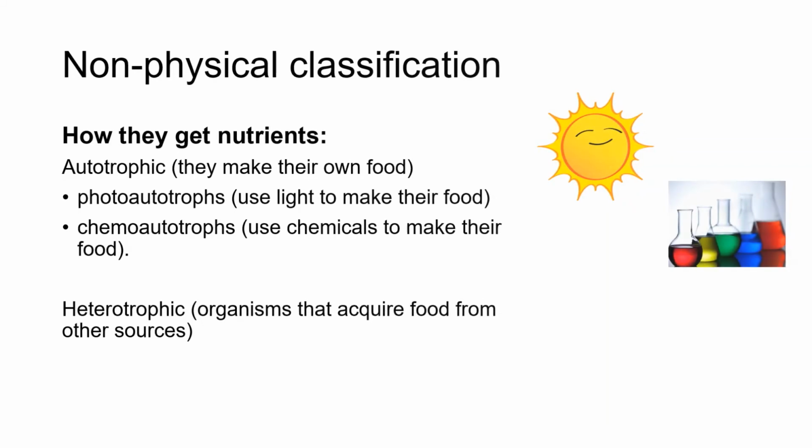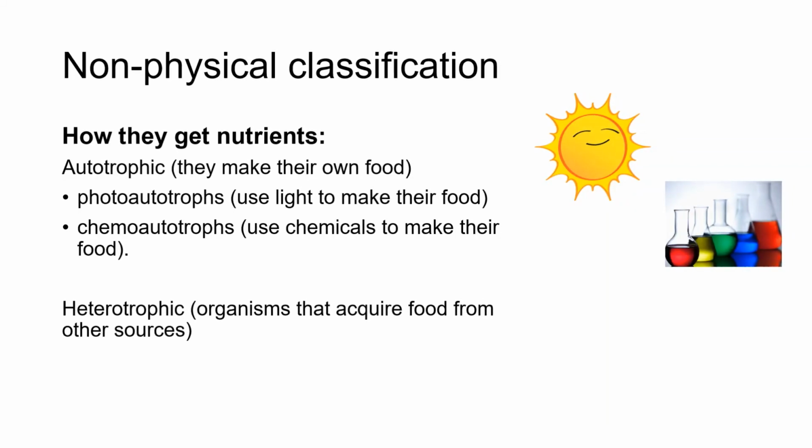The first non-physical classification we will be exploring is classification according to how they get their nutrients. Eubacteria can be autotrophic, meaning they make their own food, which can be further split into photoautotrophs, which means they use light to make their food, or chemoautotrophs, meaning they use chemicals to make their food. On the other hand, they can be heterotrophic, meaning organisms that acquire food from other sources.